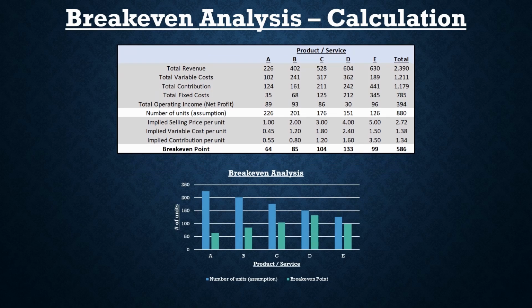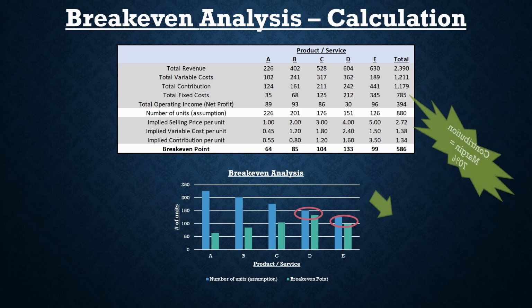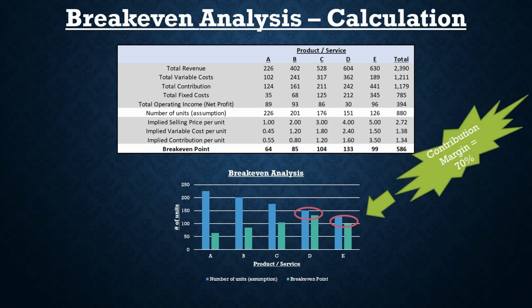We can also visually contrast our forecasted number of units against the break-even unit. We can see product or service D and E are only just breaking even in our forecast. We also recall that product or service E had a very high contribution margin of 70%. On this basis, we may decide to allocate more resources and time to selling product or service E in order to achieve a more efficient overall P&L.